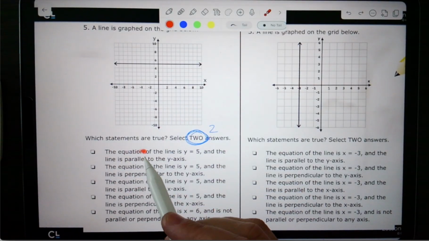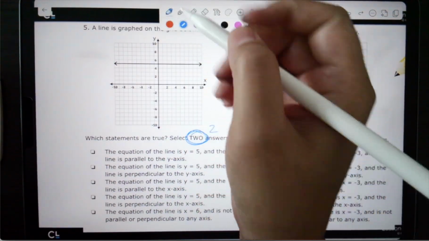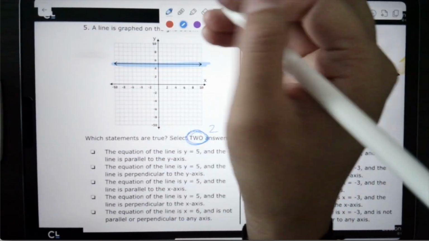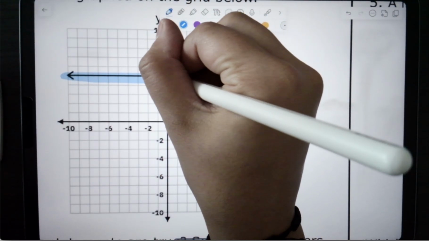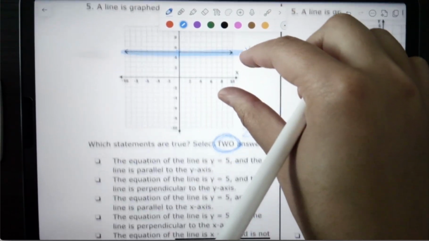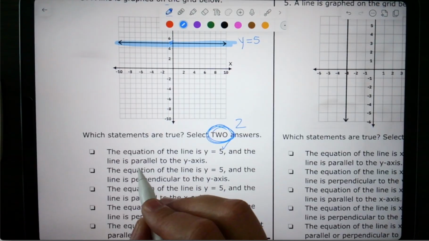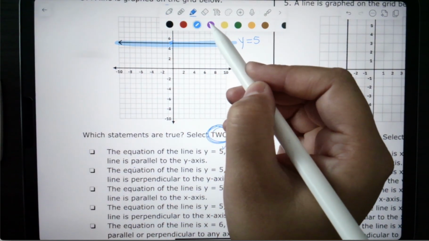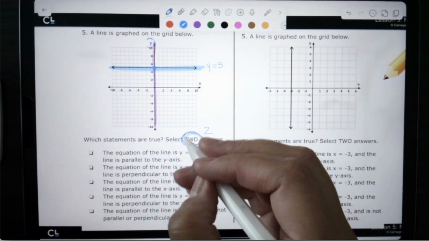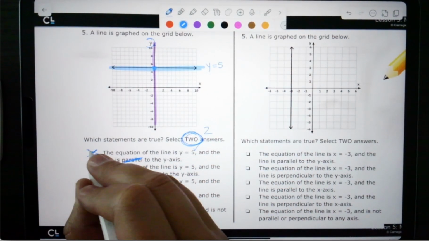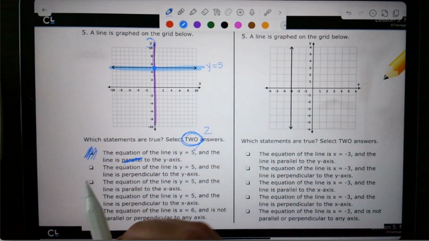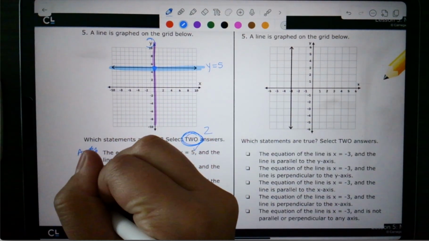The first one says, the equation of the line is y equals 5. Well, let me check. My equation for my line right here is, if we look, 4, 6, so middle 5, and it touches the y-axis, so y equals 5. This part is true, and the line is parallel to the y-axis. If I highlight the y-axis, it is not parallel because they touch. That's perpendicular, so this would be wrong. That's not one of my answers. Okay, not an answer.